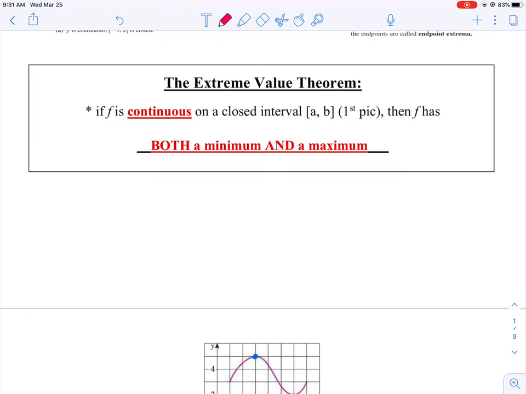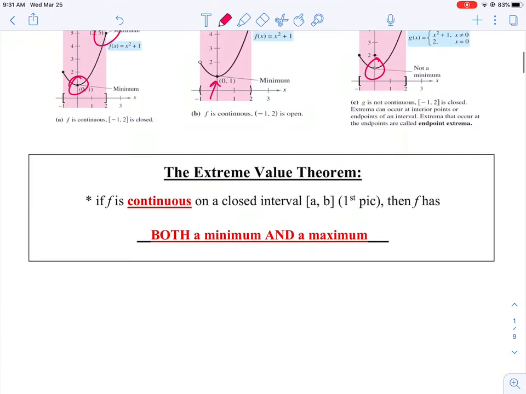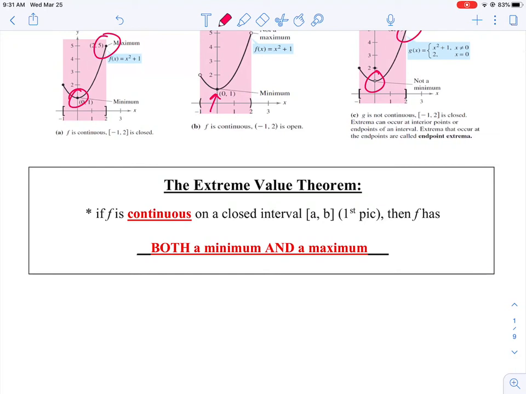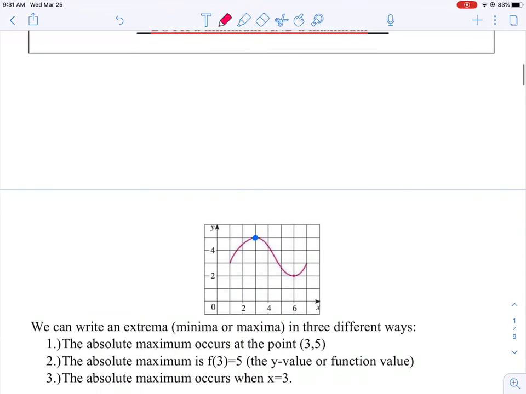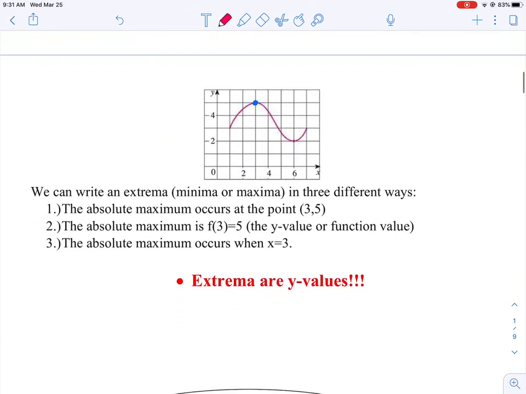The extreme value theorem says that if f is continuous, so you have a function that's continuous, no holes, no gaps, no vertical asymptotes, on a certain interval from A to B, then f has to have both a minimum and a maximum. So that's kind of like the first picture we talked about. As long as it's continuous, then there should not only be a minimum, but there should also be a maximum on that interval.